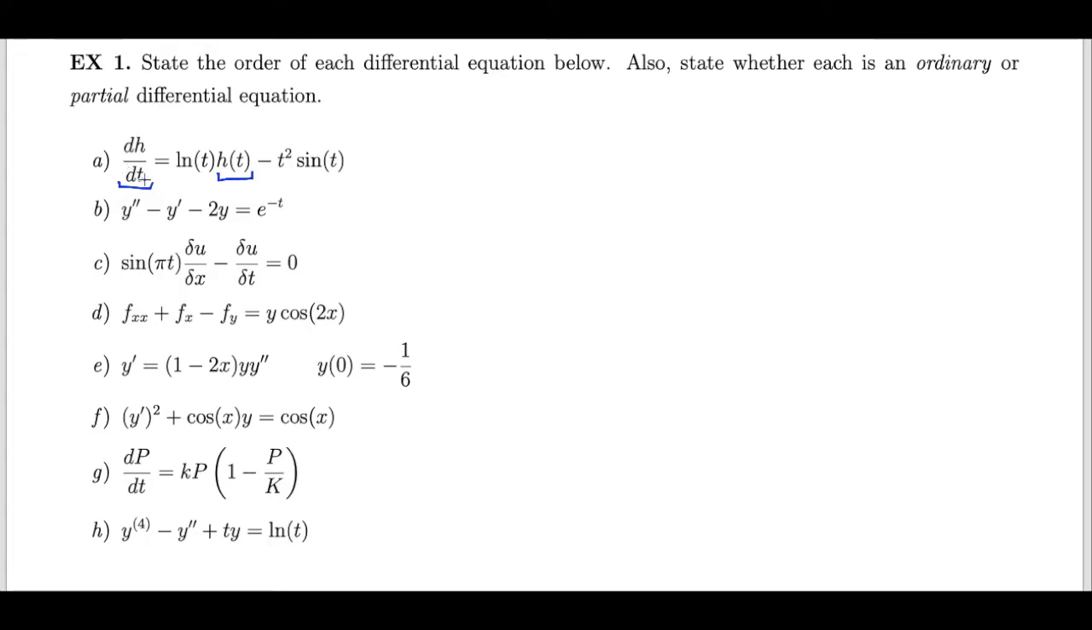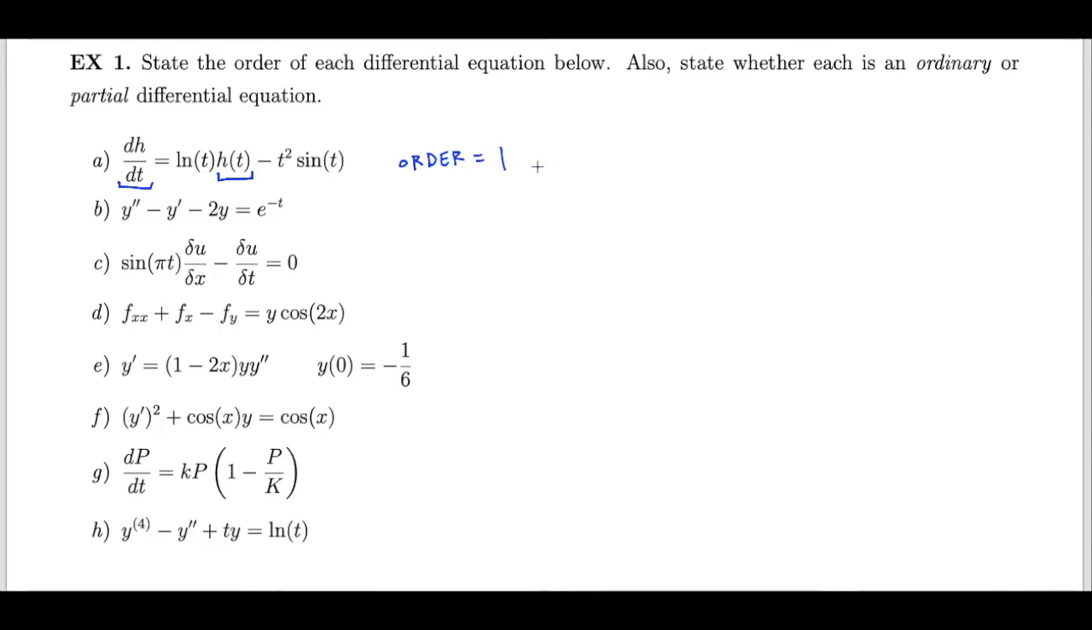And my derivative, the only derivative involved is this dH/dt, which is a first derivative. So that means that the order of this differential equation is first order, or we'll write here order equals 1. And then the function involved is an h of t. So the unknown function is h of t here. That's a classic Calc 1 function where I've just got a single independent variable.